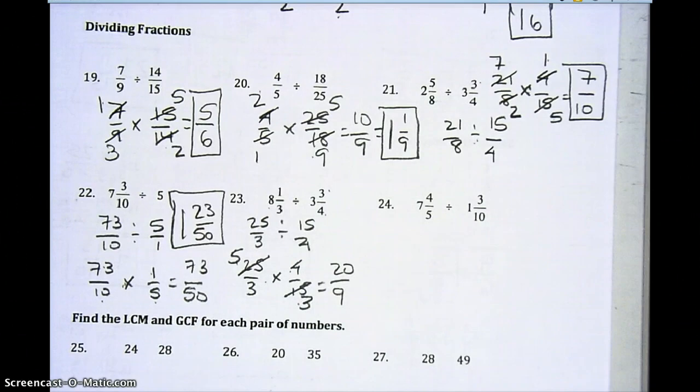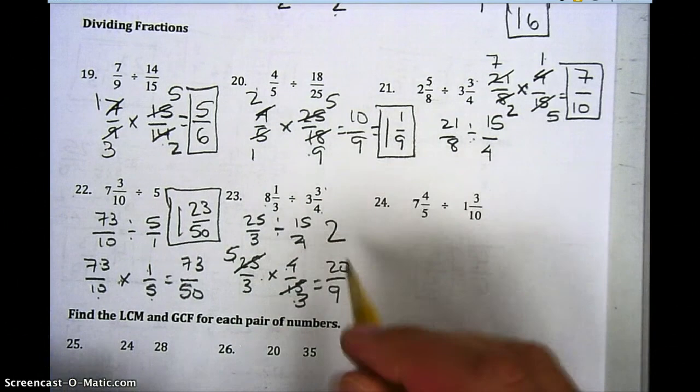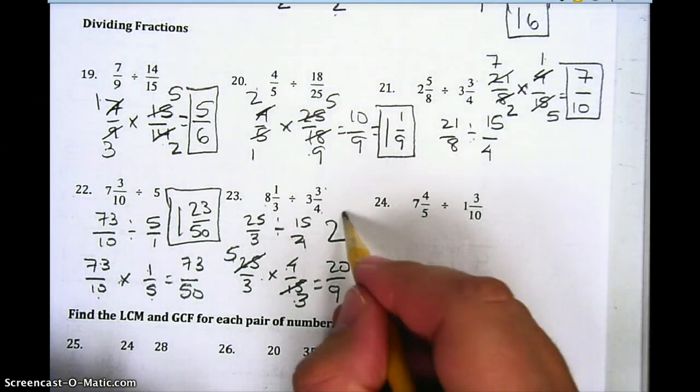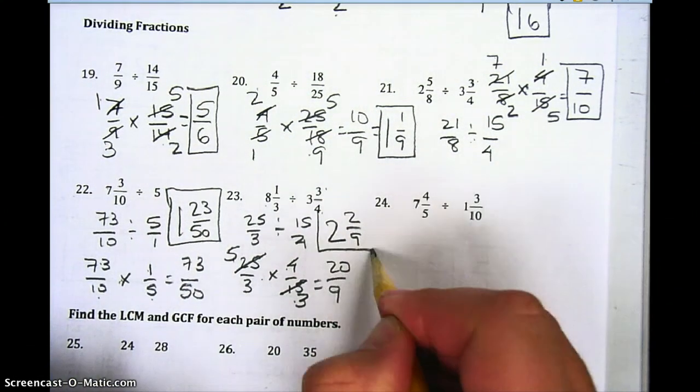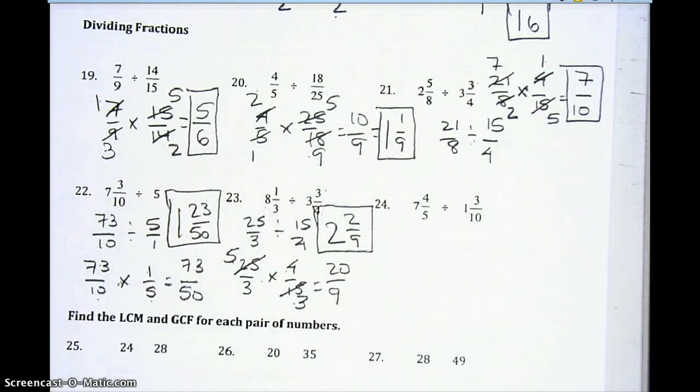It's an improper fraction right now. I've got to change it back to a mixed number. How many 9s are there in 20? Well, there are going to be 2 9s in 20, and that gets me to 18, so there's going to be 2 9ths remaining. So that answer is 2 and 2 9ths.